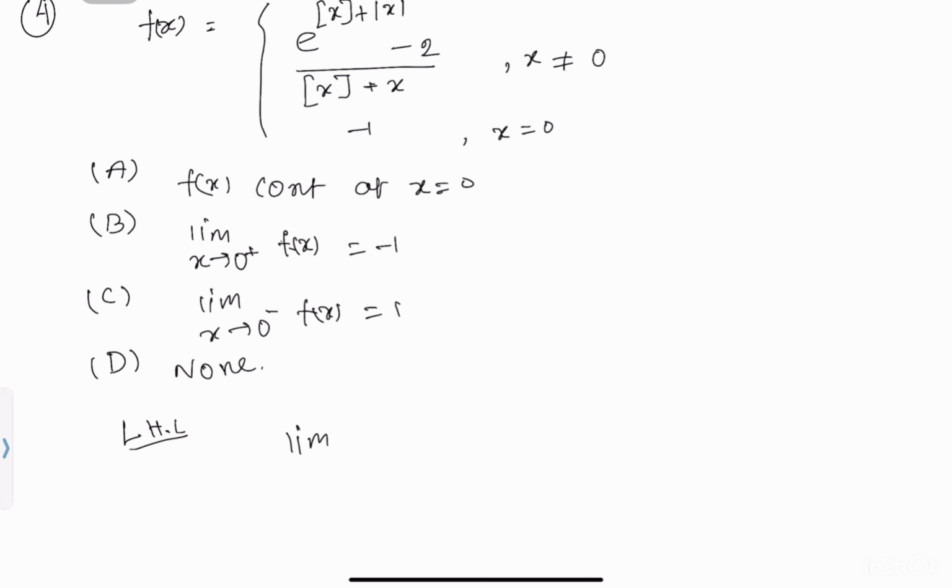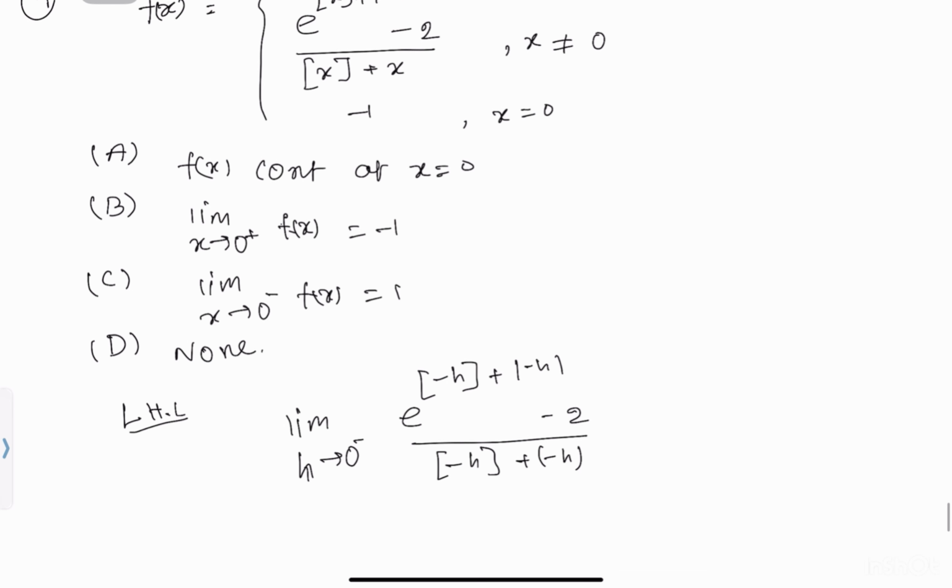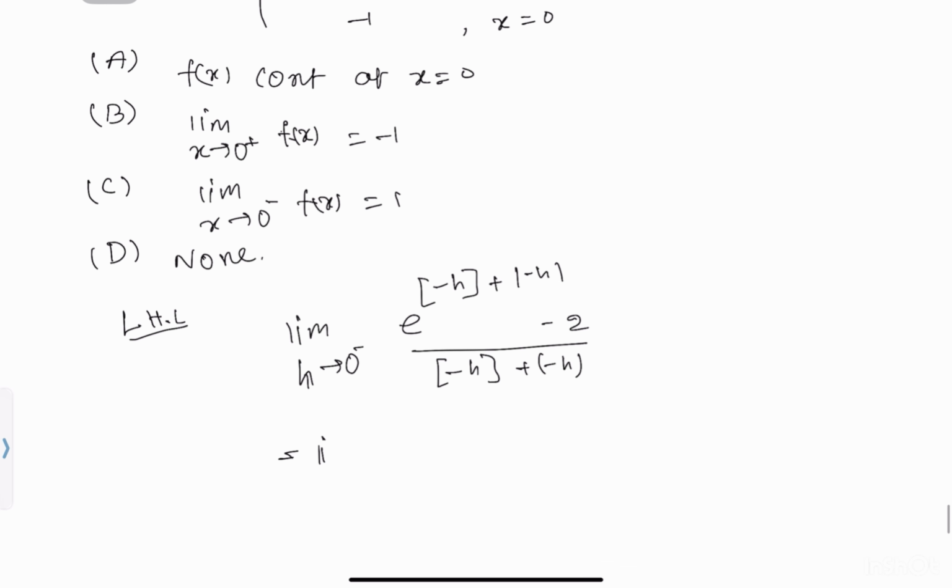So limit h tending to 0 negative now. So e to the power box, so e to the power minus h plus modulus of minus h minus 2 divided by box function minus h plus minus h. Clear? So from here, limit h tending to 0 negative, e to the power minus h, what value? This gives you minus 1. So e to the power minus 1 and modulus of h becomes h. This is minus 1 and minus h, here minus 2.